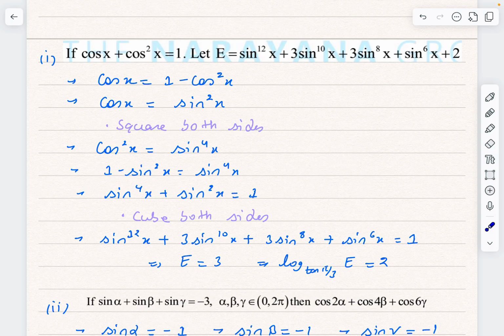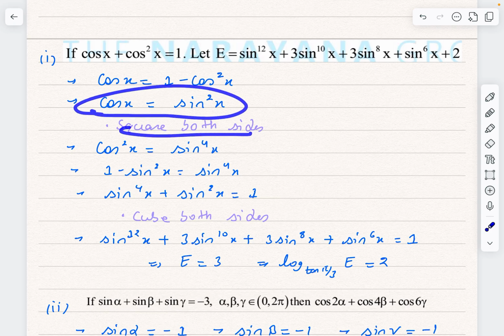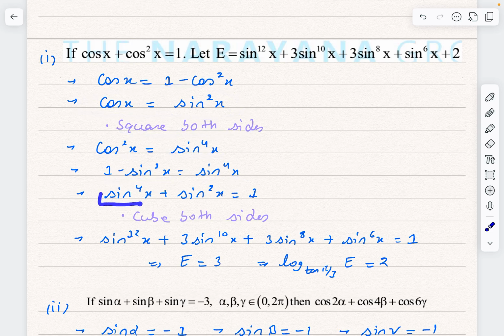So 1 minus cos square x will become sine square x. So it will just become cos x equal to sine square x. Now squaring both sides, you get cos square x equal to sine power 4x. Cos square is 1 minus sine square, which is equal to sine power 4x. So you get sine power 4x plus sine square x equal to 1.